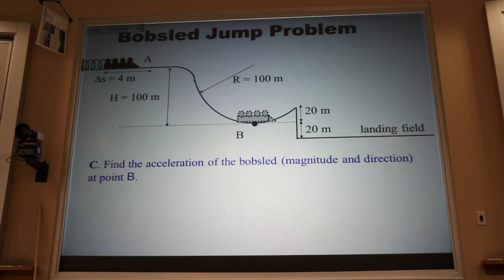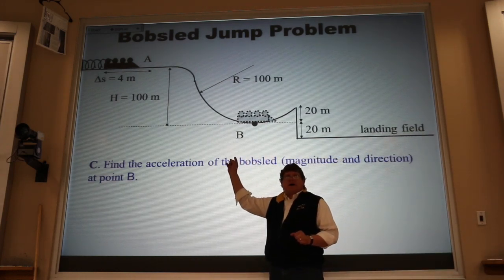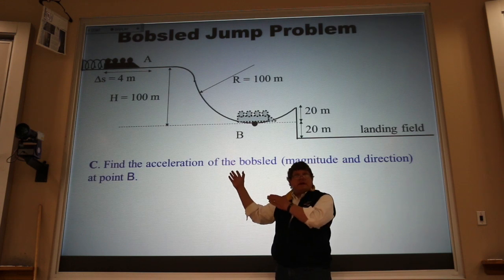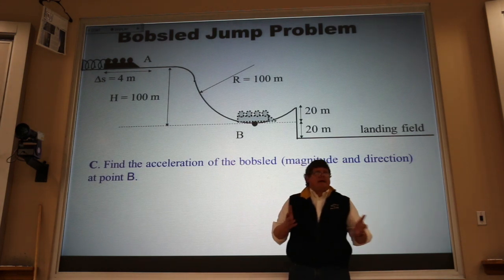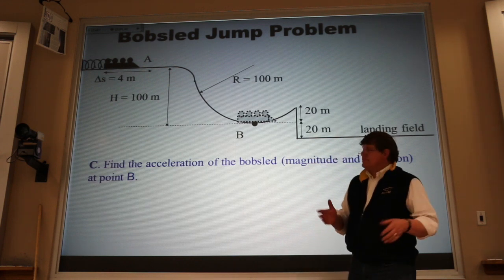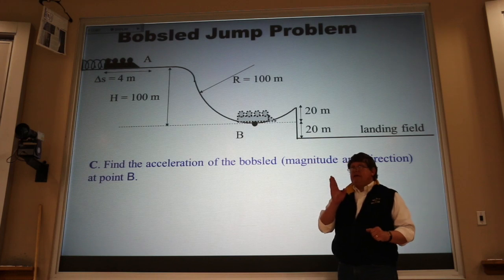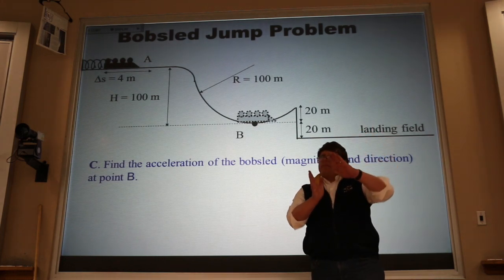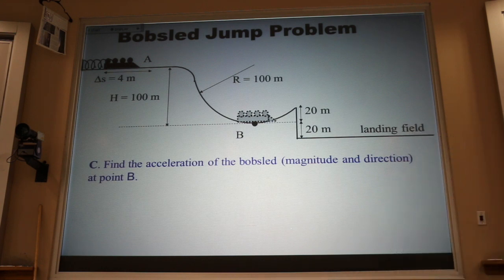We're asked to find the acceleration of the bobsled at point B. Now, at B, the bobsled is not speeding up. It has been speeding up, but not now, not at B. At B, the bobsled is not slowing down. It will be slowing down in just a moment. But at B, it's in transition. It was speeding up, and it's about to slow down. That's the point where we take our foot off the gas and move it to the brake.